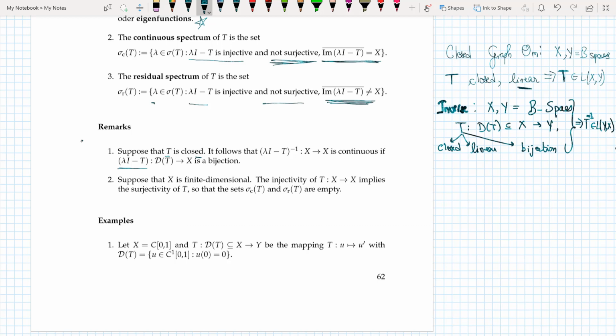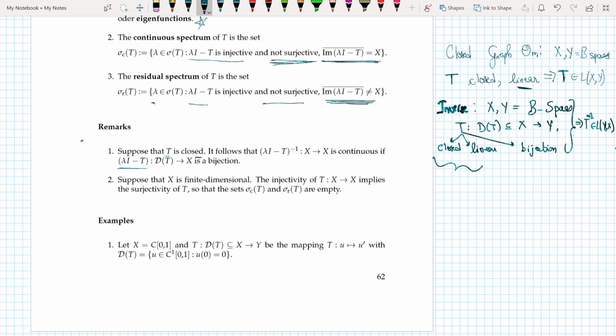And similarly here, I know that if X and Y are Banach spaces and T is from D(T) to Y, where D(T) is a subset of X, I say that T is closed, linear, and it's a bijection. Then I say that T inverse is continuous. As soon as I have closed and linear, I can say that T is continuous rather than being closed, because that's the closed graph theorem.